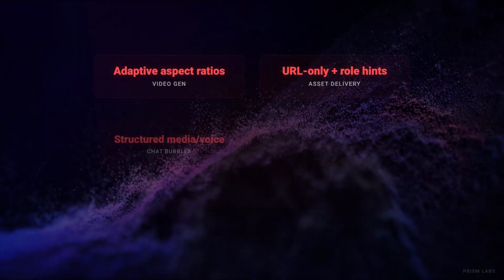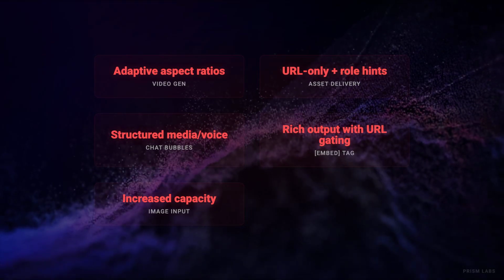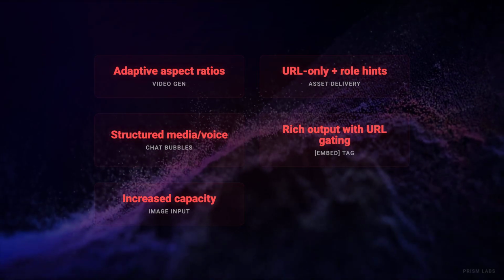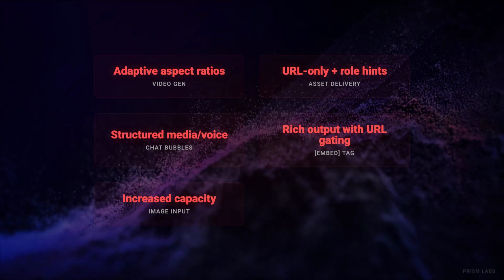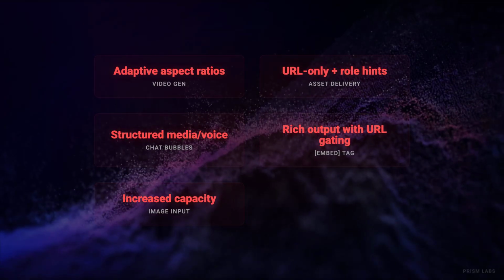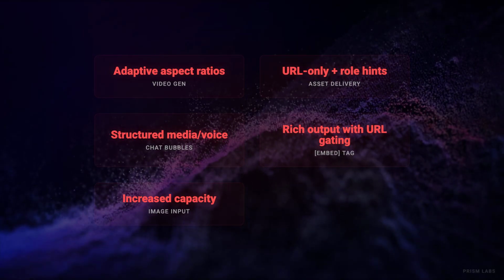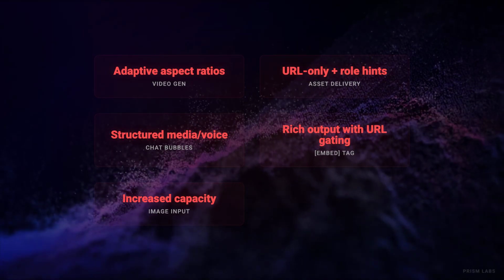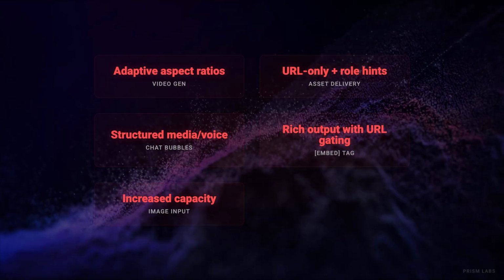The video generation tools get several practical upgrades. URL-only asset delivery means generated videos can be referenced by URL rather than embedded inline, important for large files. Typed provider options give developers explicit control over generation parameters. Audio input references let you feed existing audio as context for video generation. Per asset role hints tell the system whether an asset is background, overlay, or primary content.